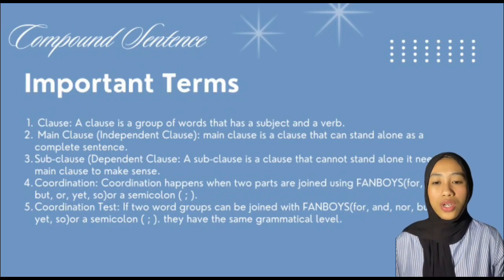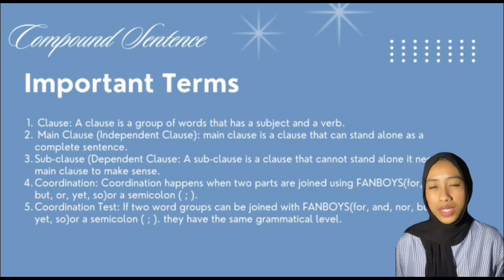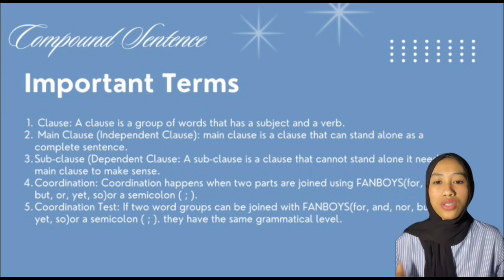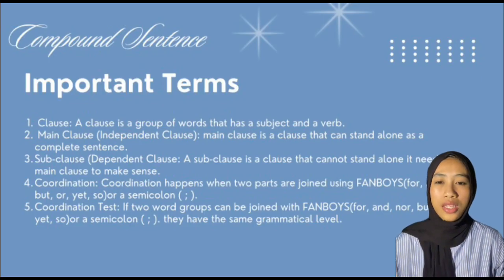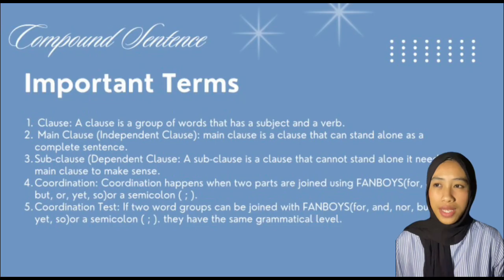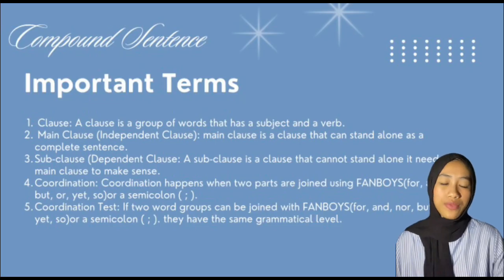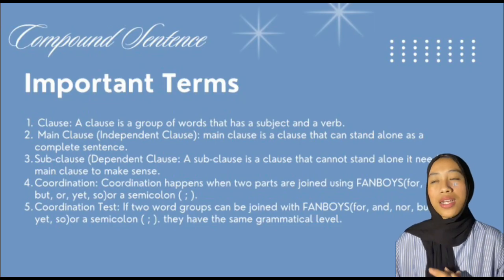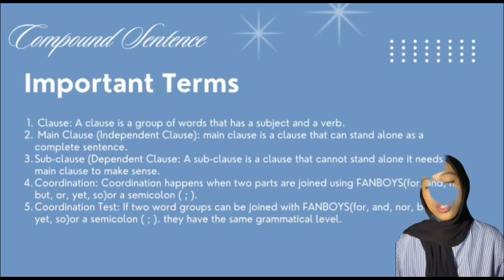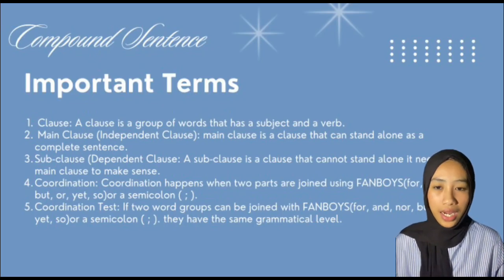And the next is coordination. Coordination happens when two equal parts are joined together. The conjunctions used in coordination are semicolon and FANBOYS. For example, the children sweep the floor and they never clean the wall. Here, two actions are joined together using the conjunction and.